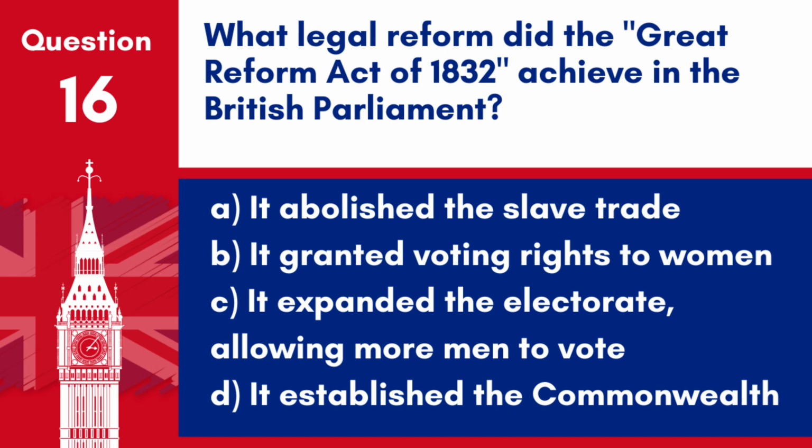Question 16. What legal reform did the Great Reform Act of 1832 achieve in the British Parliament? A. It abolished the slave trade. B. It granted voting rights to women. C. It expanded the electorate, allowing more men to vote. D. It established the Commonwealth. Answer: C. It expanded the electorate, allowing more men to vote. The Great Reform Act of 1832 achieved significant legal reform in the British Parliament by expanding the electorate and addressing some of the most grievous abuses of the electoral system.